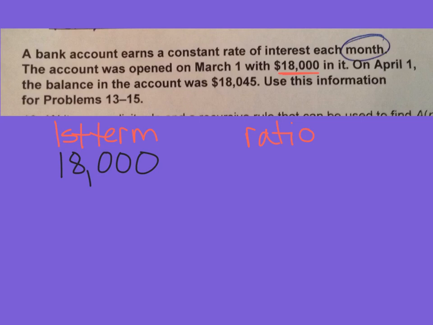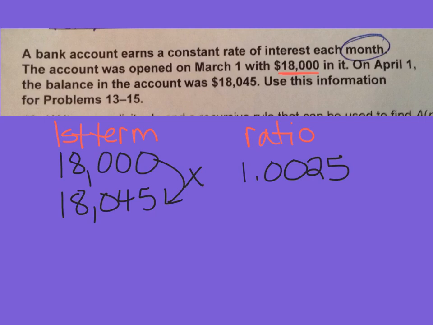And our common ratio, we have to figure out, but we know that the second term, the second month, because March 1st to April 1st is 1 month, was 18,045. So what would I multiply 18,000 by to get 18,045? Just divide 18,045 by 18,000, and we know we're multiplying it by 1.0025. So that's our common ratio. 18,000 times 1.0025 will give us 18,045.